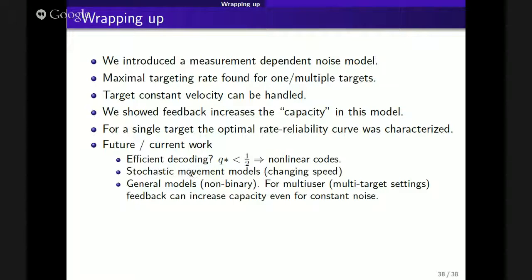Otherwise, as you asked, the binary model is very simplistic, right? So you can think of non-binary models. And this might be very interesting because at least in a multi-user setting, in a MAC setting, feedback increases capacity, even without measurement-dependent noise. So it's interesting to see if this translates here. You come up with schemes, even for measurement-independent noise, which will increase the rate, if you can somehow translate these matrices we have. Yeah, and that's mostly. Thanks for listening. Thank you.